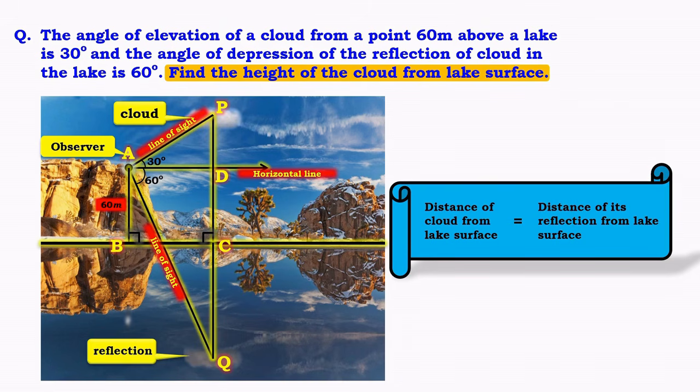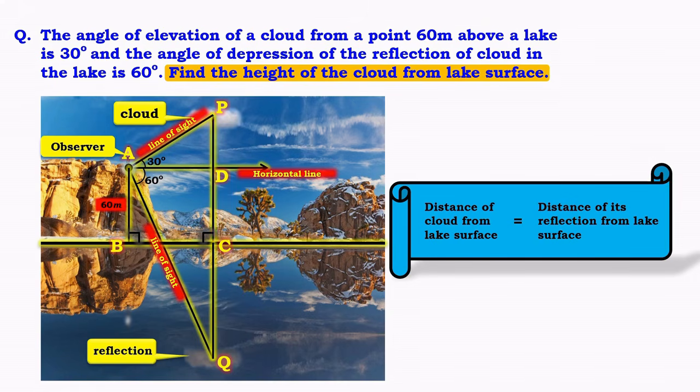The angle between the horizontal line and AQ is 60 degrees. Therefore, the angle of depression of the reflection is 60 degrees. The height of the person is neglected, as given in the question.